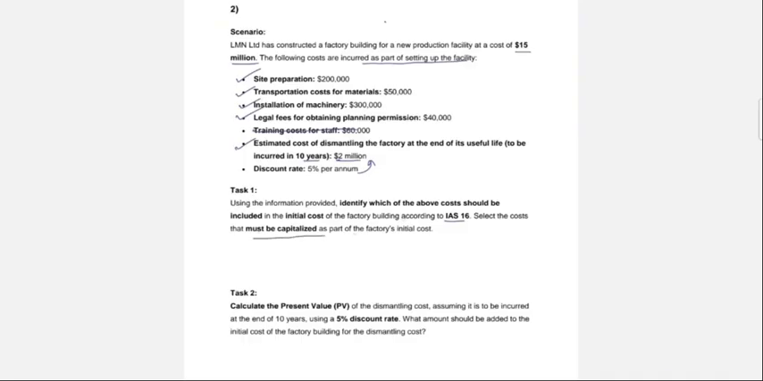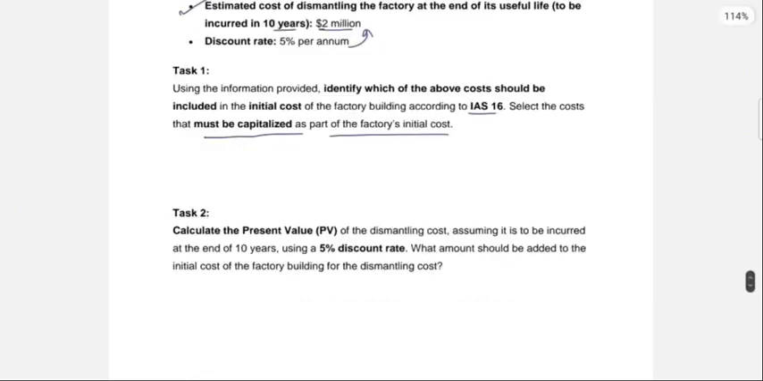Select the cost that must be capitalized as part of the factory's initial cost, and we have already done that. Site preparation, transportation cost, installation, legal fees, all will be capitalized to 15 million. They will all be added to the 15 million. Let's calculate the present value of the dismantling cost so that we can capitalize this to the cost of the asset. It says calculate the present value, assuming it is to be incurred at the end of 10 years using a 5% discount rate. What amount should be added to the initial cost of the factory building for the dismantling cost?